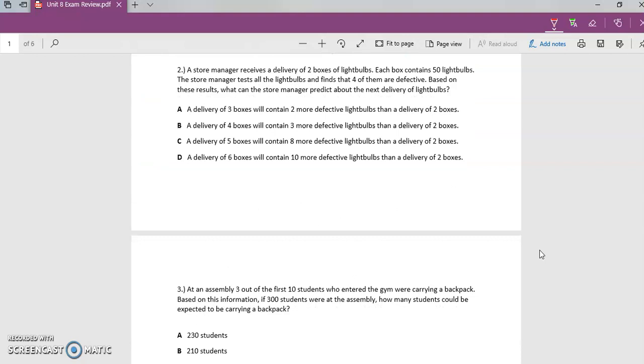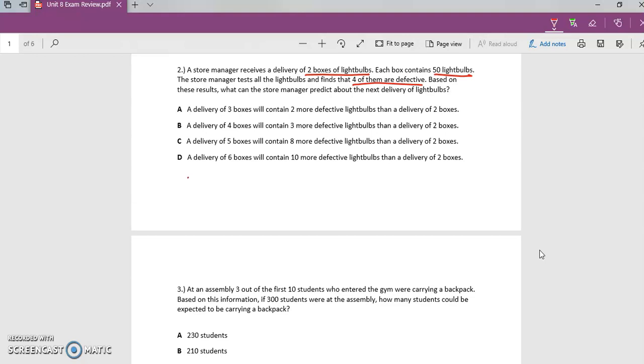Moving on to number 2. It says a store manager receives a delivery of 2 boxes of light bulbs. Each box contains 50 light bulbs. The store manager tests all the light bulbs and finds that 4 of them are defective. Based on these results, what can the store manager predict about the next delivery?